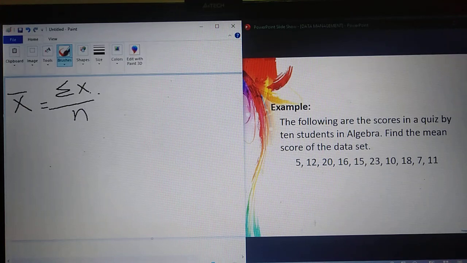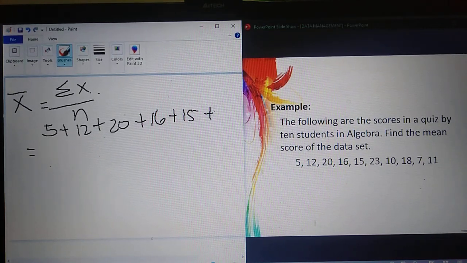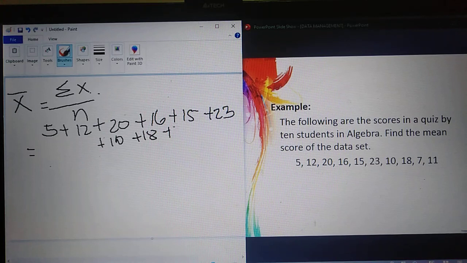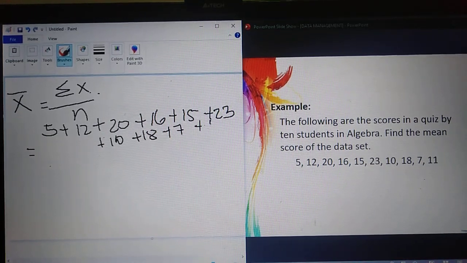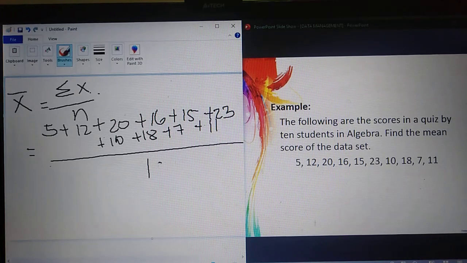So, i-add lang natin lahat ng mga data. So, we have 5 plus 12 plus 20 plus 16 plus 15, plus 23 plus 10 plus 18 plus 7 plus 11. And then all over, ilan lahat sila? 1, 2, 3, 4, 5, 6, 7, 8, 9, and 10. So divided by 10. Ganyan ang pagkuha ng mean.